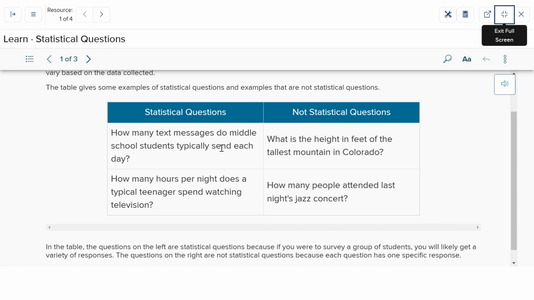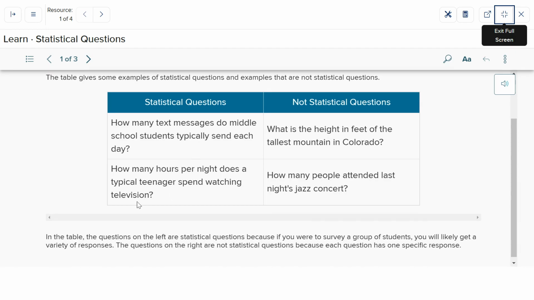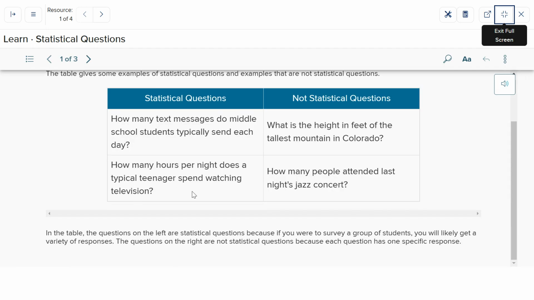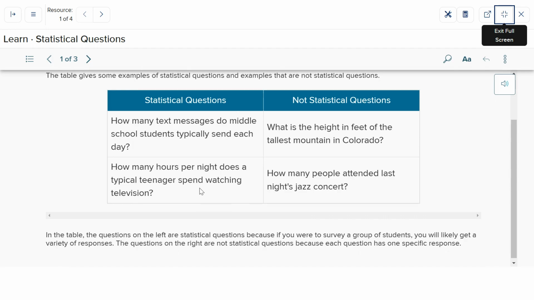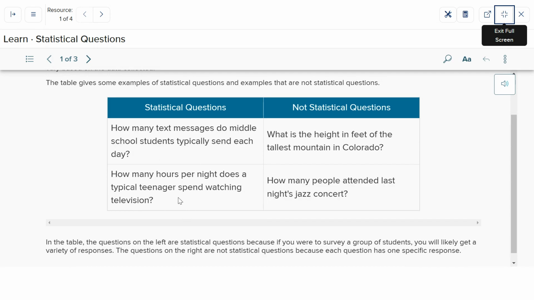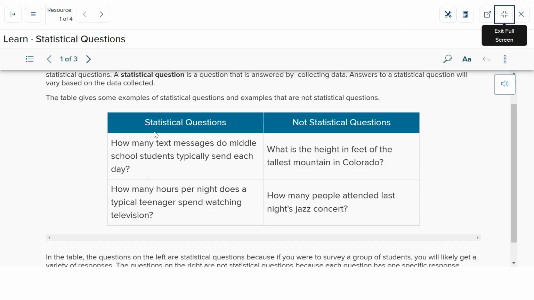We would probably need to survey several middle school students to see some kind of average or collection of data about how many text messages they send each day. Or similarly, we would need to survey teenagers to see how many hours per night they spend watching television. We can't just answer this based off of one person usually, and you could look it up because this type of information has maybe already been collected. But in the event that it's something that we don't know the answer to yet, then you could answer these by collecting data.